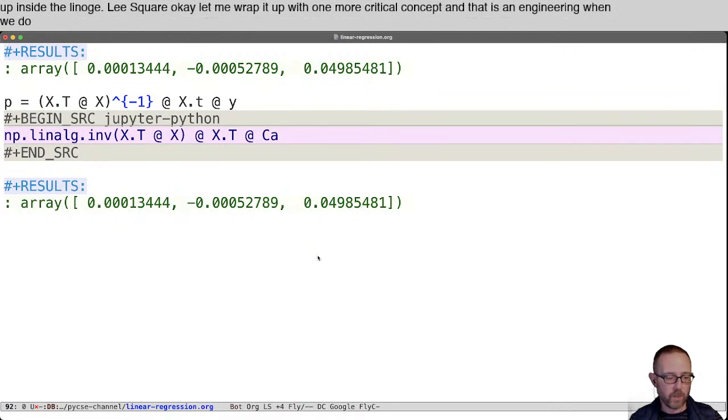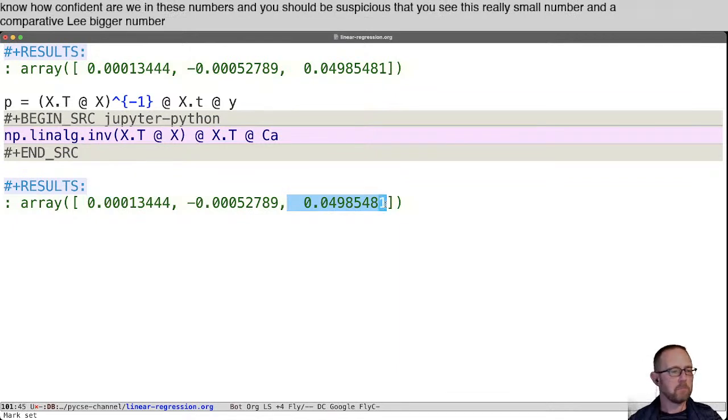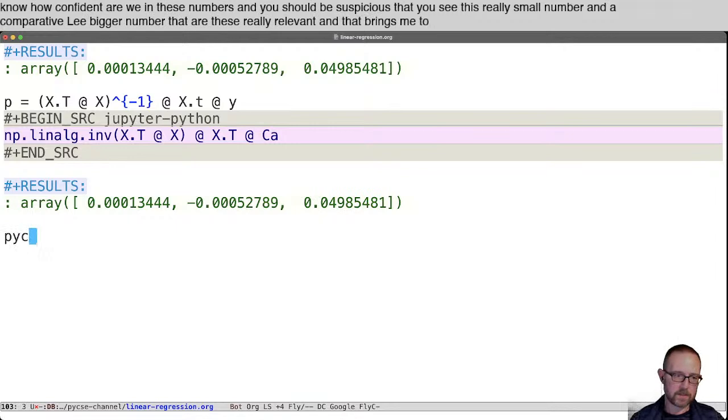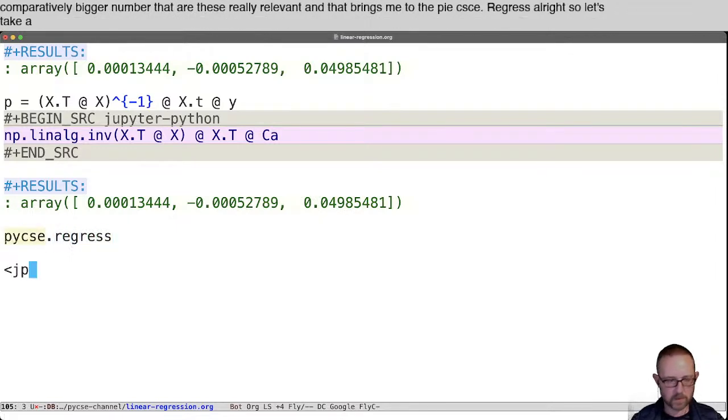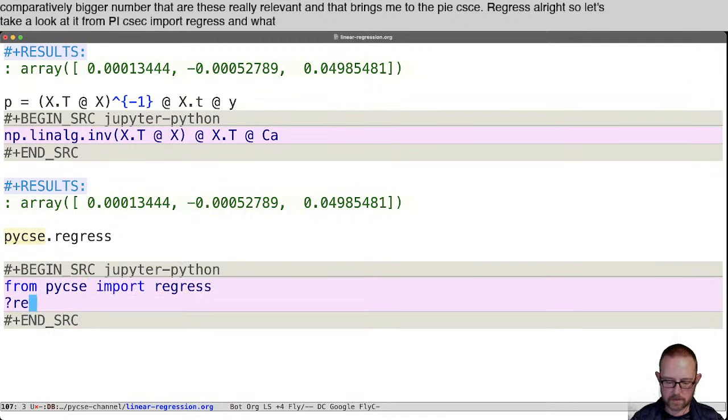Okay, let me wrap it up with one more critical concept, and that is in engineering, when we do regression, we often want to know how confident we are in these numbers. And you should be suspicious when you see this really small number and a comparatively bigger number. Are these really relevant? And that brings me to pycse.regress. So let's take a look at it: from pycse import regress, and let's see what it says.